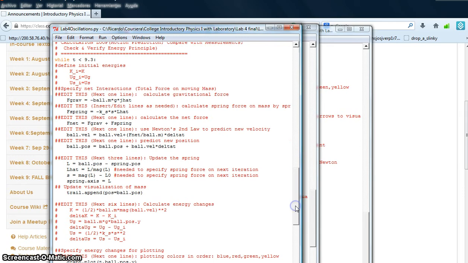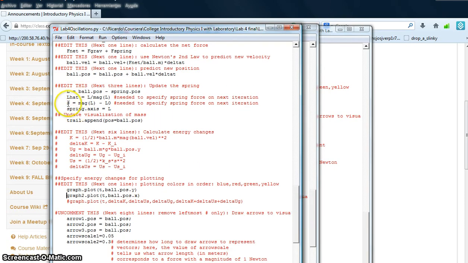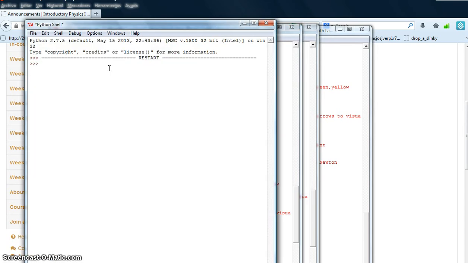Then when I come to my loop, I use a time of 9.3 seconds. I had to use Newton's second law to update the spring force, the net force, and the ball's position and velocity. Then I also had to update, obviously, the final length, the L vector, and the S magnitude. So when I run this model, I'm very sorry if it is a little jumpy. It's not very fluid because my computer is a little slow.